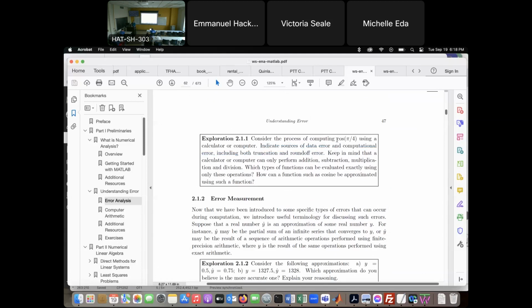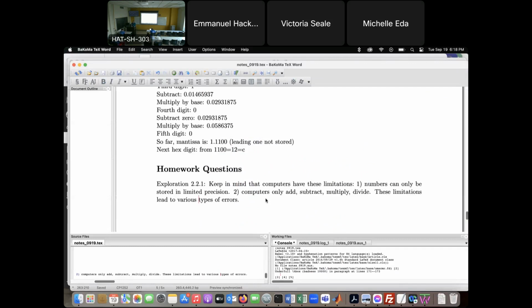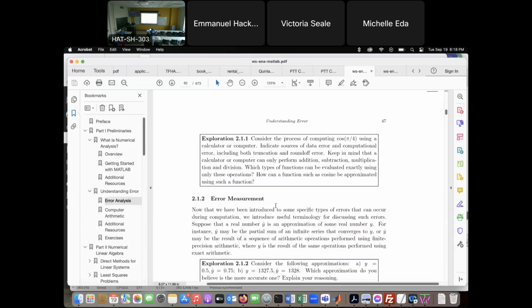For that, keep in mind, since the computer has no innate ability to evaluate cosine at any angle, how does the computer implement computing cosine? What would be a logical way to do that that takes advantage of what a computer can do: subtract, multiply, and divide? Okay.